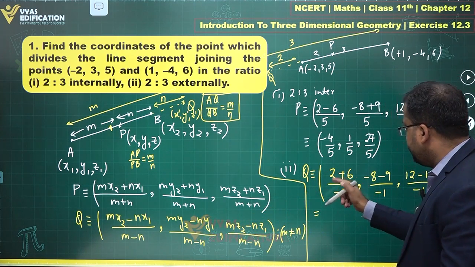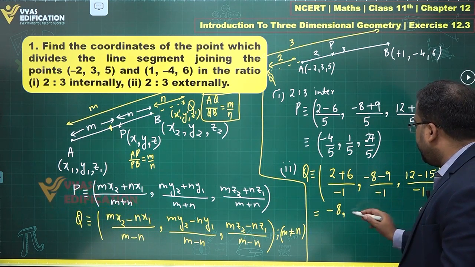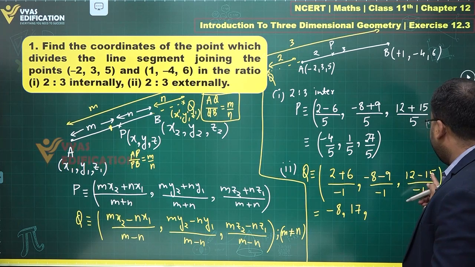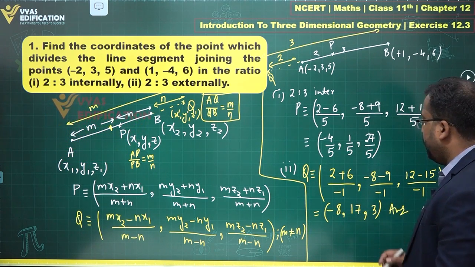Okay. What does this become? 8 upon -1 is -8. Minus 17 upon this will be 17. Minus 3 upon this will be 3. Those are the coordinates of point Q.